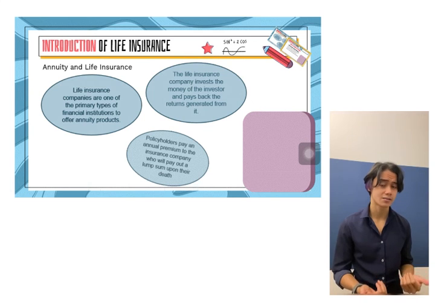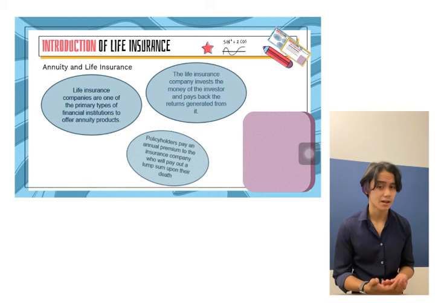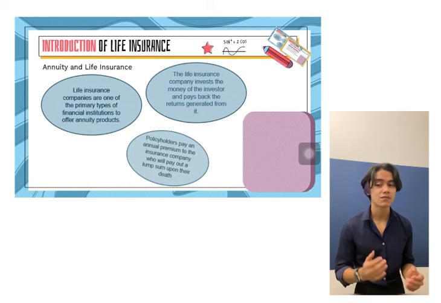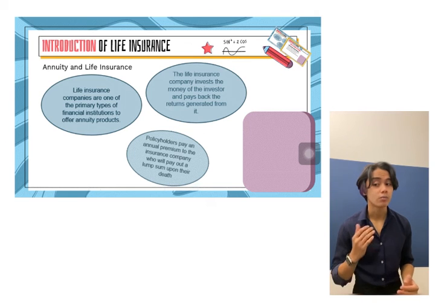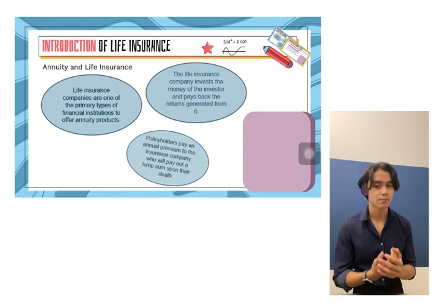Next is how life insurance and annuity are related. Life insurance companies are commonly a type of financial institution that offers annuity products. The life insurance company invests the money of the investor and pays back the return generated from it. The policyholder pays an annual premium to the insurance company, which will pay out a lump sum upon your death.